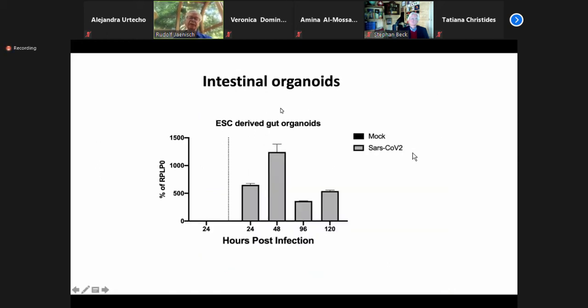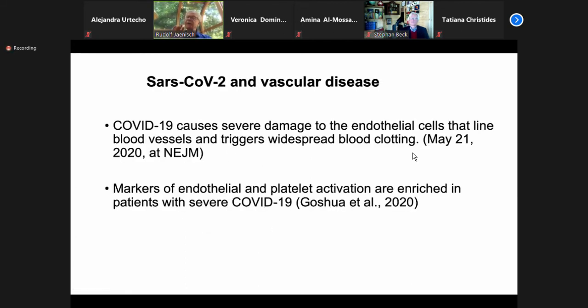Intestinal organoids, when you expose them to virus, they express a lot of virus, but then it goes down. And they die, these cells die. So that's probably the reason. We wanted really to look at the vascular disease. As I said before, this is really a serious complication of the infection. And so we wanted to look at those.